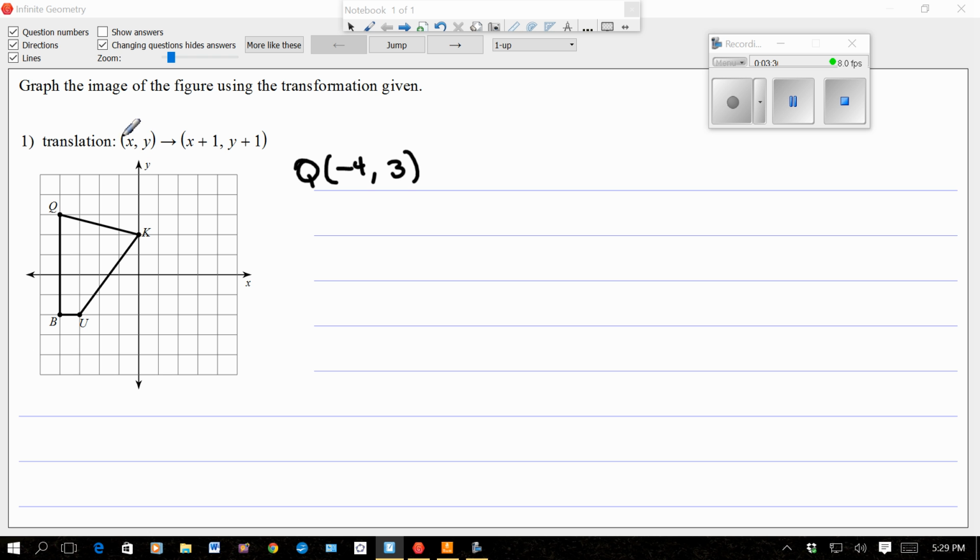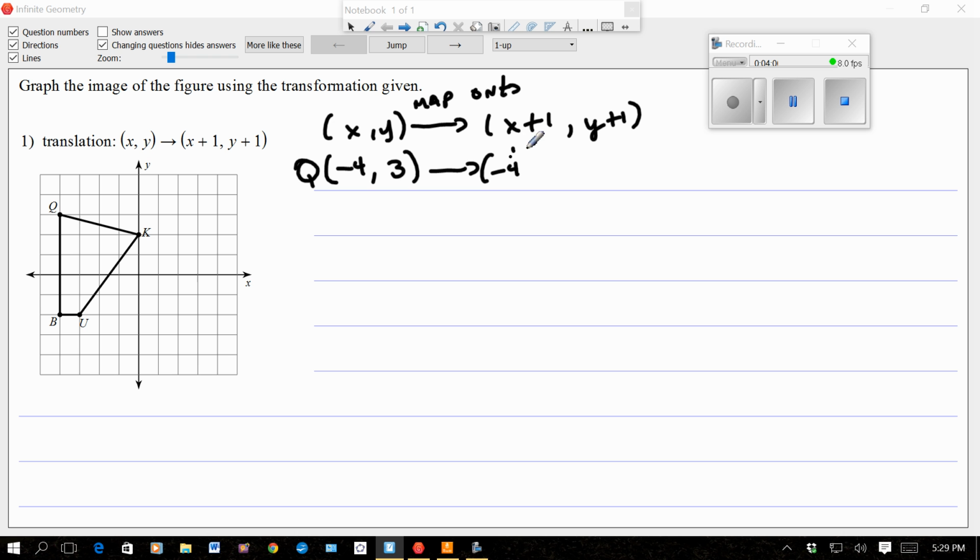Now, let's use this notation. Here's my x value, here's my y value, and I'm making it map onto. When you see this arrow, this means map onto. The arrow means map onto. And it's telling me to take my x value and add 1, and take my y value and add 1. So I'm going to take my x value, here it is, and add 1 to it. And I'm going to take my y value, here it is, and add 1 to it.